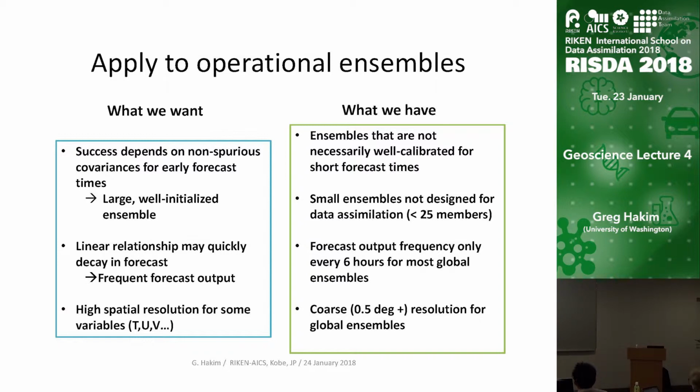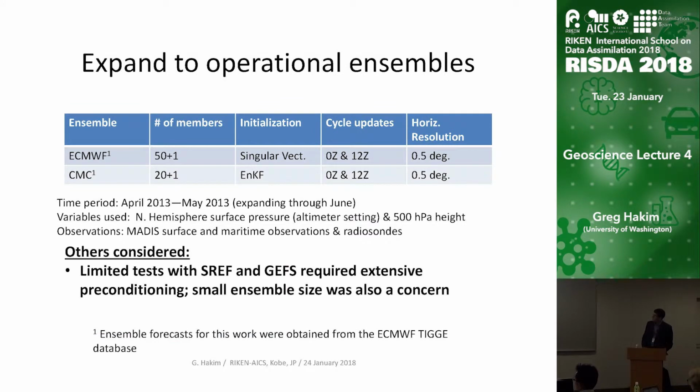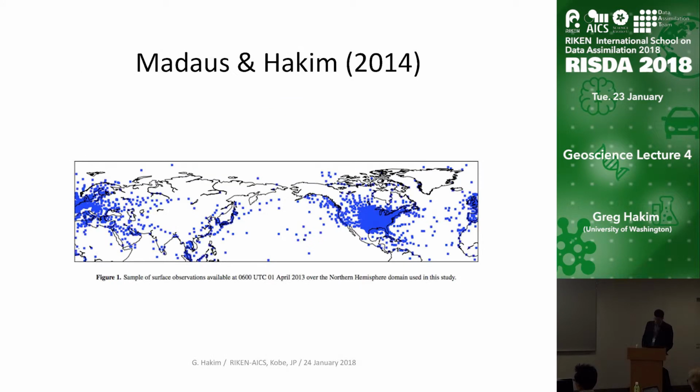The ensemble systems tend to be relatively small. Some of them, like European centers, are as large as 50. And the forecast output is not as frequent as we'd like, and the models are too coarse. But the idea is there. And we've tested it. Basically, that's what this slide shows.